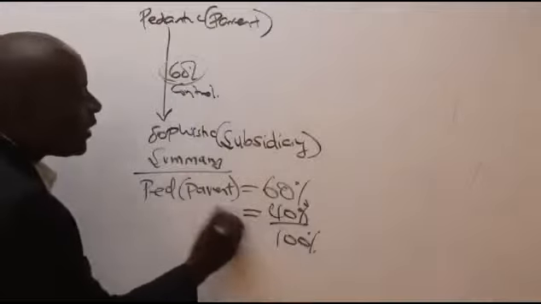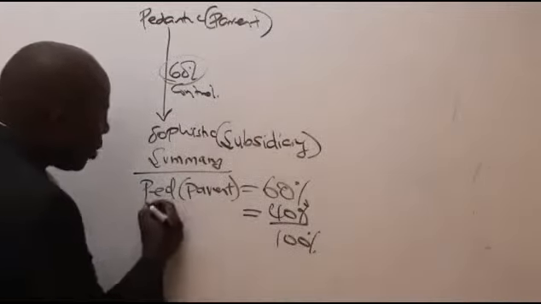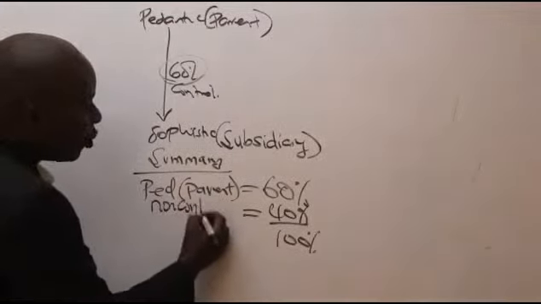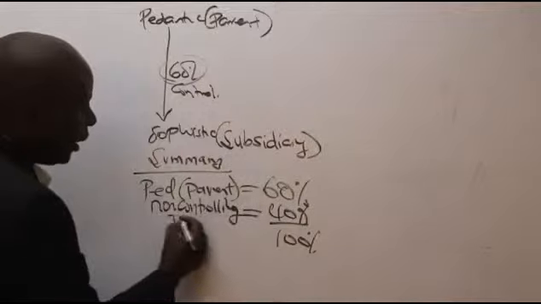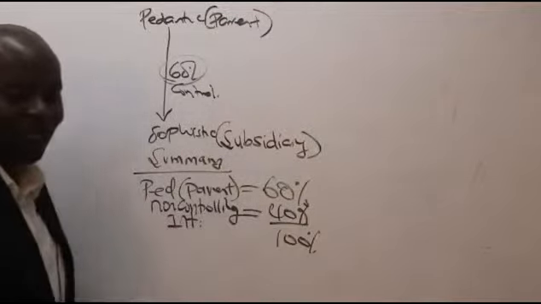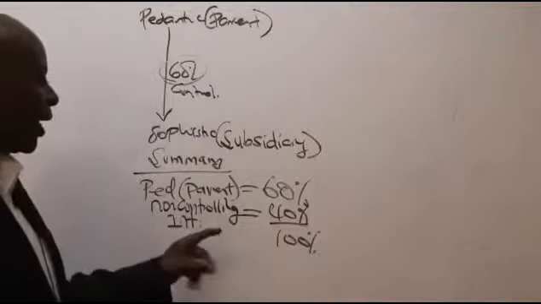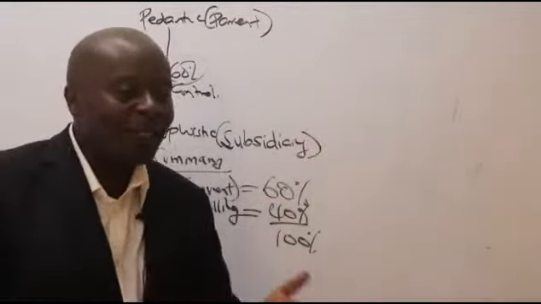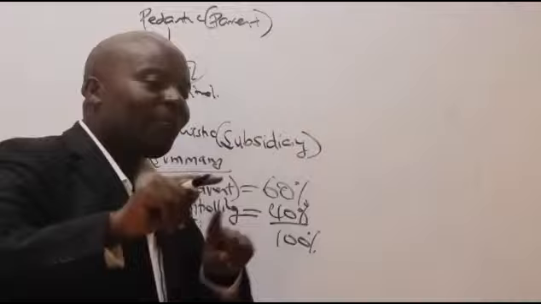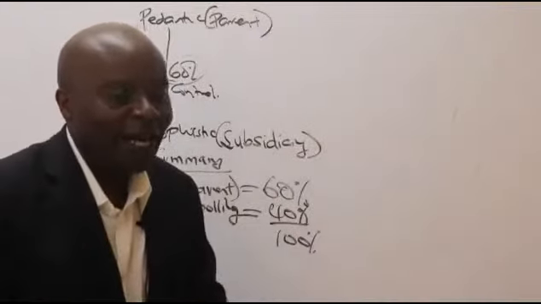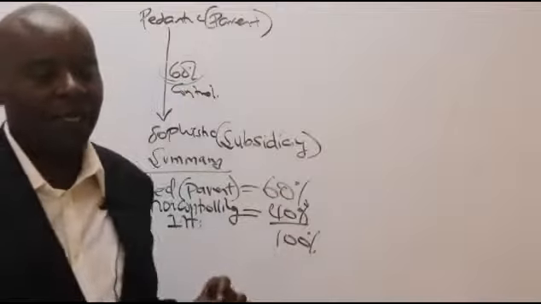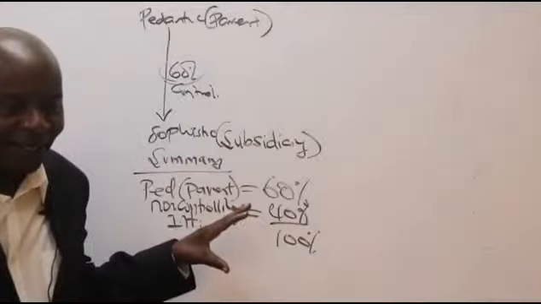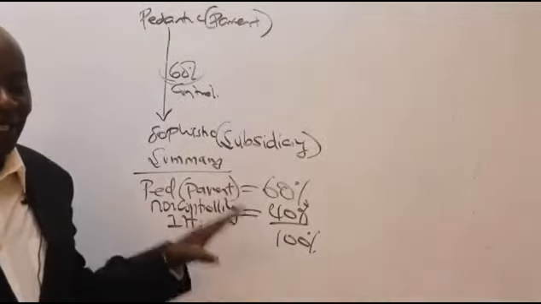So this 40% is held by another stakeholder that we call the non-controlling interest, which we shall be abbreviating as NCI. So the parent holds a controlling interest, and then the other party now holds what we call the non-controlling interest. Is that okay? Yes. Thank you very much.